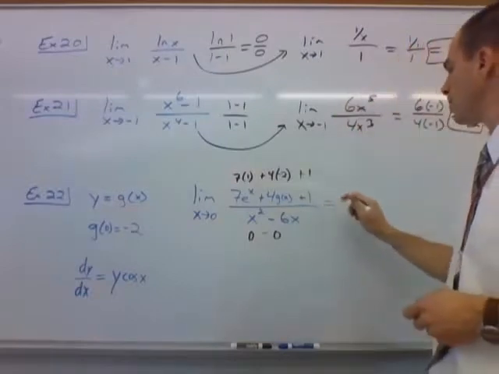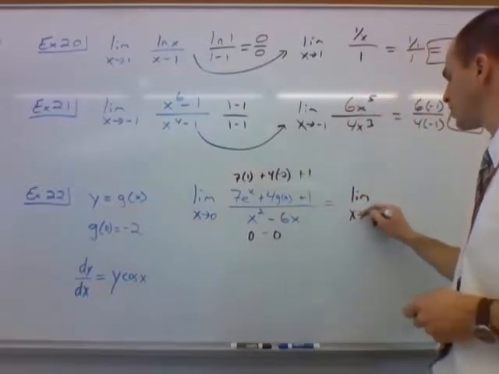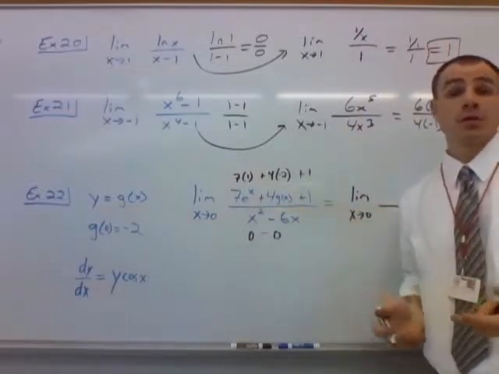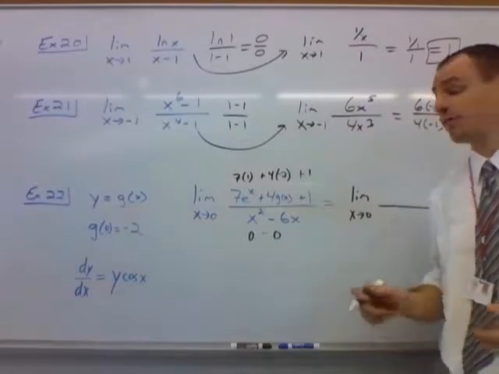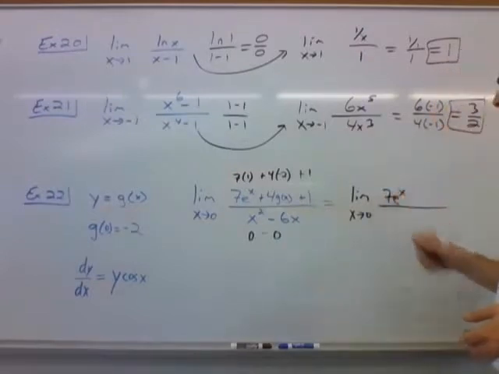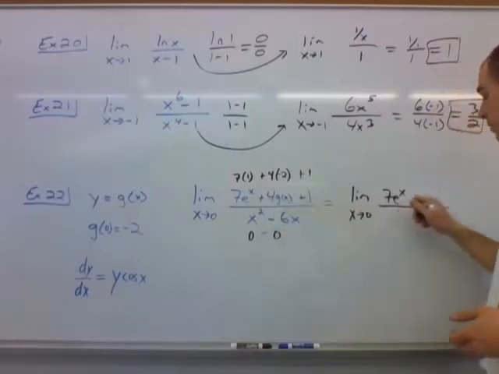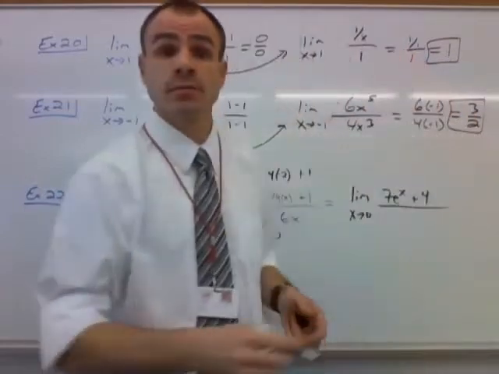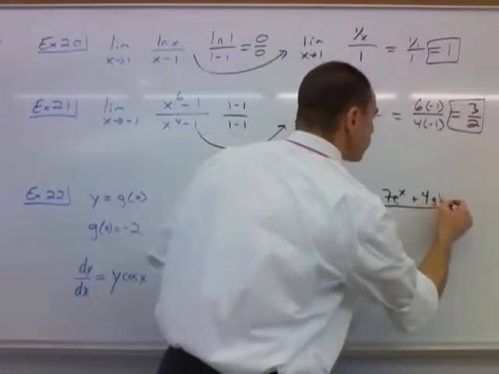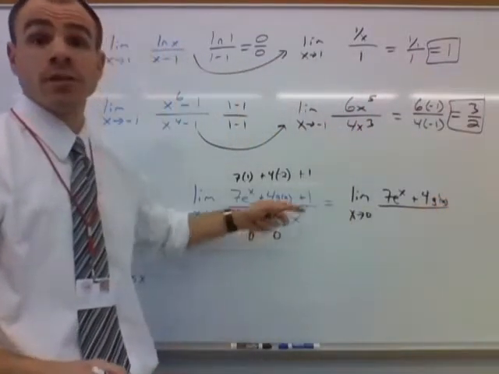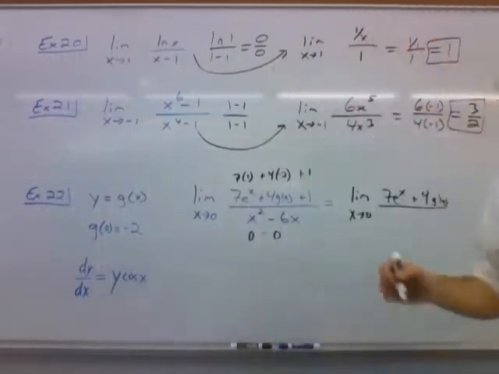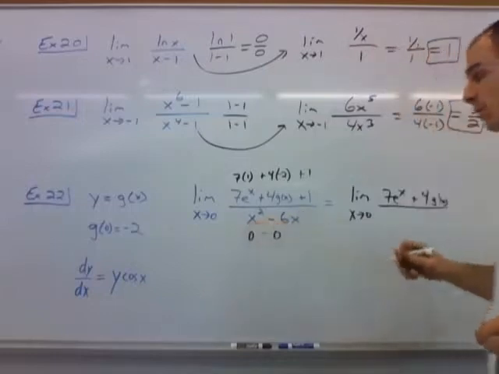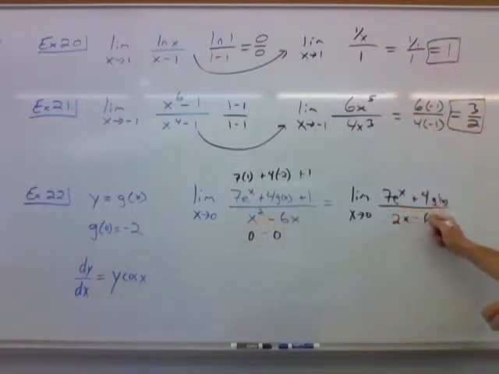So this means we have the limit as x approaches 0 still. In the numerator, we have to take the derivative of 7e to the x. 7 is a coefficient, so it stays, and e to the x derives to itself. So we still have 7e to the x, plus 4 times g of x, which is going to derive to g prime of x. And then the 1 derives to 0. So that's our numerator: 7e to the x plus 4 times g prime. In the denominator, a much easier derivative to work with, 2x minus 6.